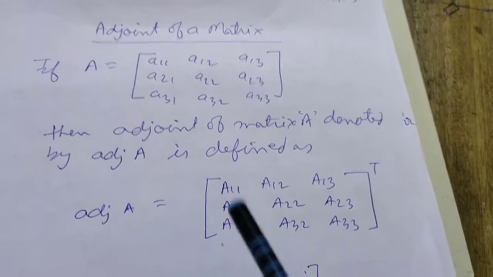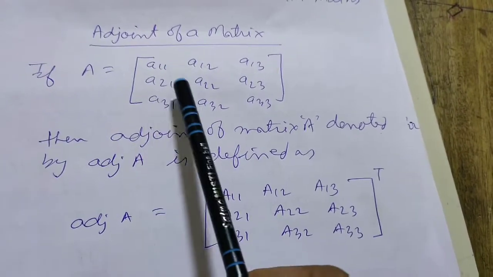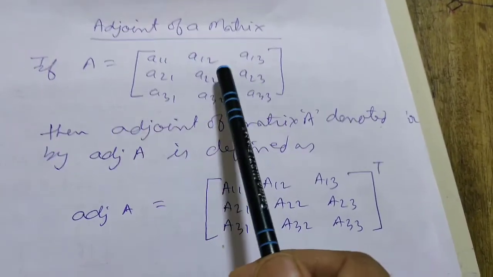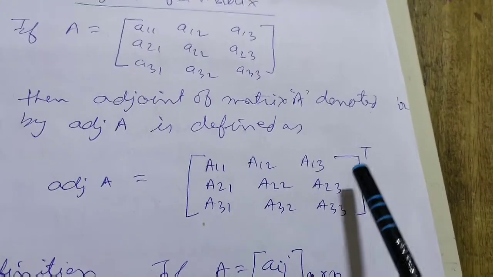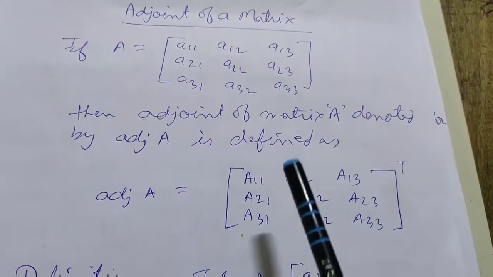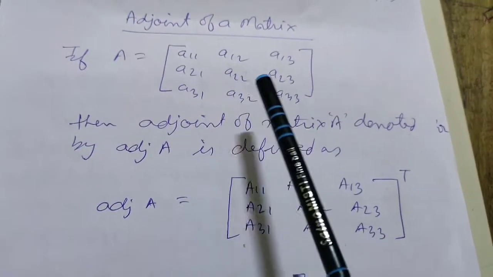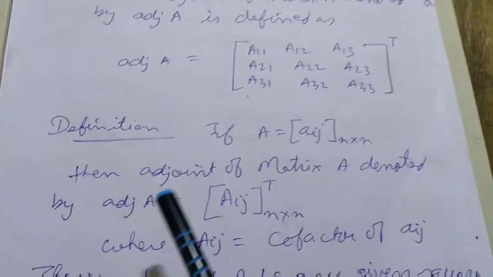Then after that, we make the matrix which is composed of the cofactors of the elements of the matrix A. Then after making the matrix, take the transpose of that. The new matrix obtained by taking the transpose of the cofactors of the matrix A is known as the adjoint of A. So here we have the definition.